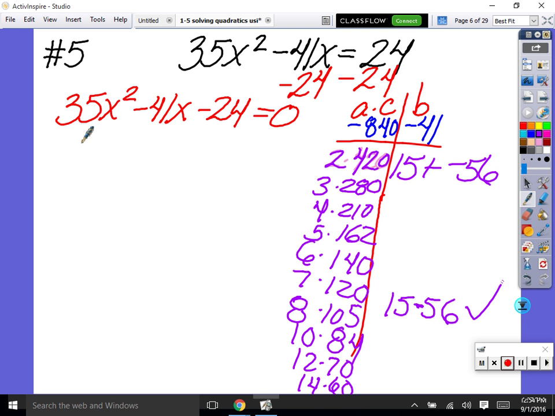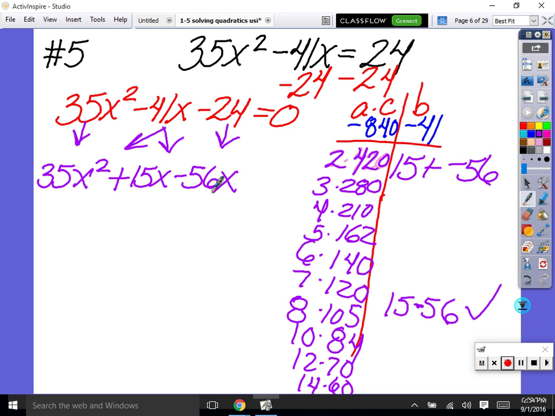So now we have to drop and break. Now it's easy. 35x squared. Order doesn't matter, so I'm just randomly going to go with plus 15x minus 56x minus 24. Then we factor by grouping.